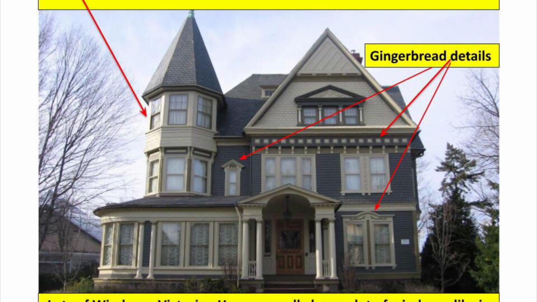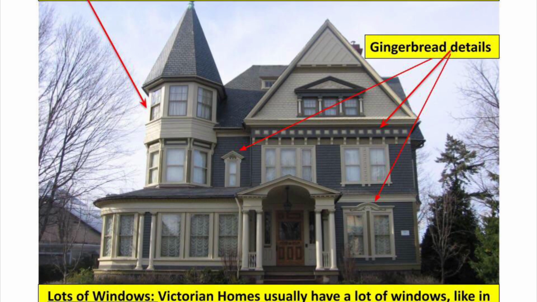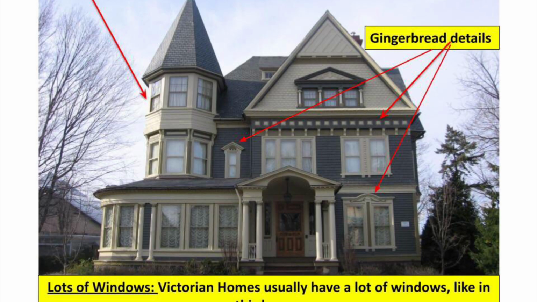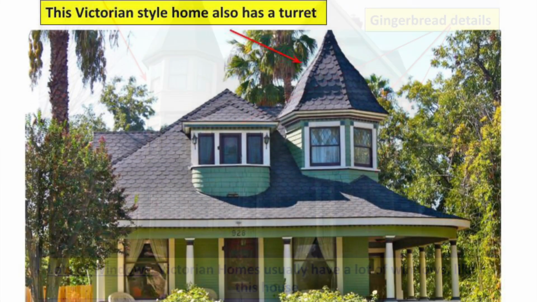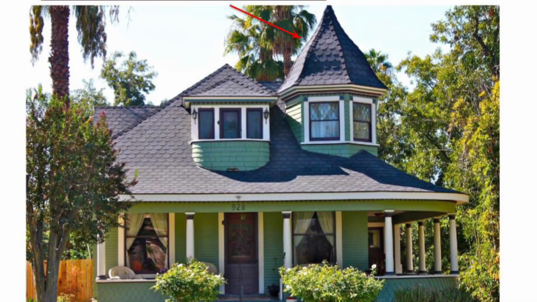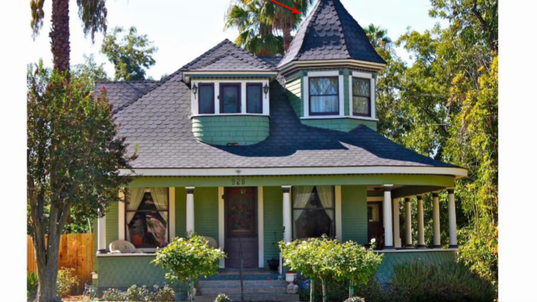You can also see gingerbread details on this house. And another common key element are windows. Lots and lots of windows are found in Victorian homes. This home also has a turret, and notice it has fish-scale shingles on the roof.